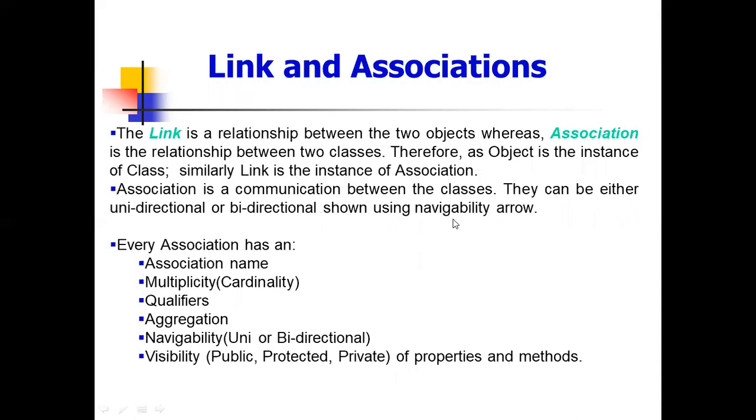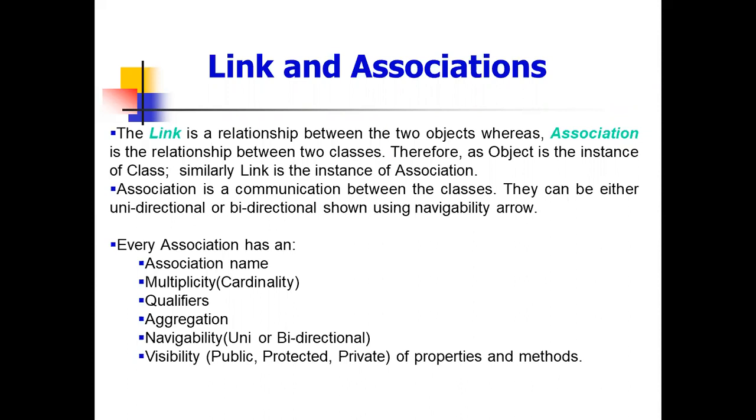Then the next relationship is link and association. What is a link? A link is the relationship between two objects, whereas an association is the relationship between two classes. Therefore, an object is the instance of a class. Similarly, a link is the instance of an association. That means if an object is the instance of a class, then a link is the instance of an association.